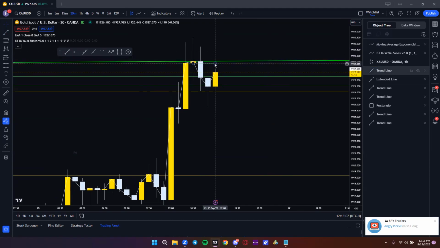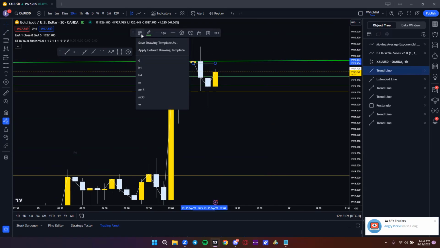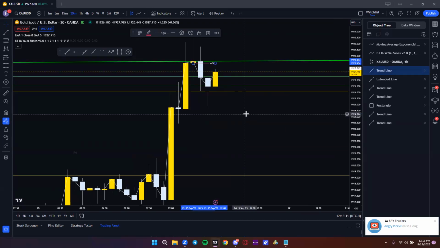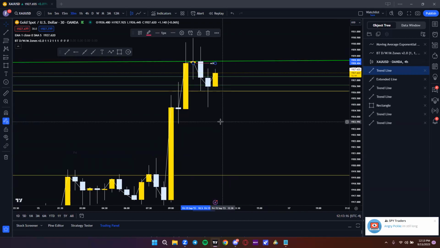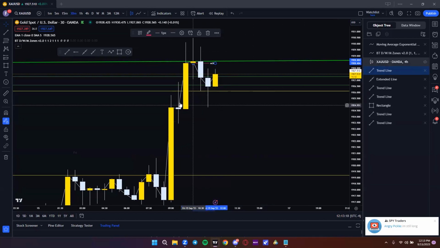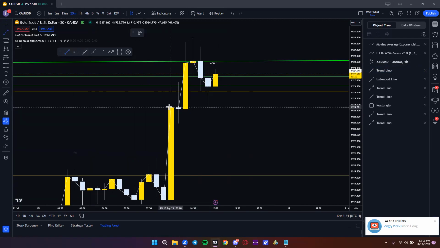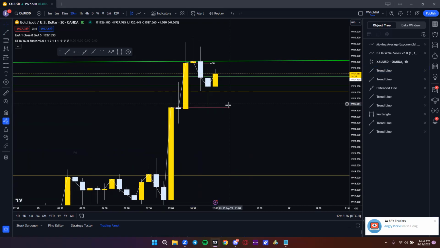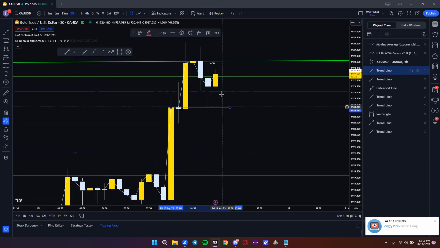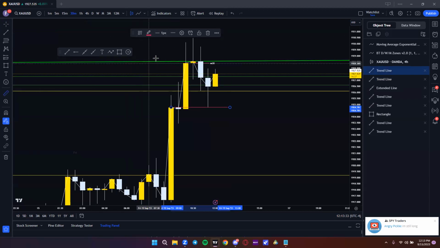So for me, that was something of value to consider, being that it caused price to push down, and it pushed down to this M30 right here. Now you can see the M30 getting rejected. We're now in this little range right here.